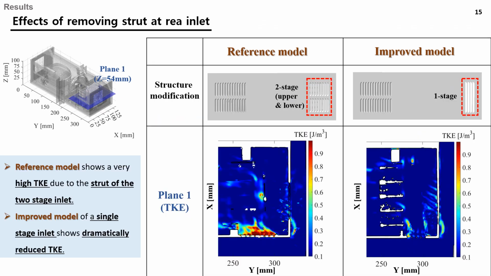Okay. And next is the effect of two-stage and one-stage inlet. In this plane, the reference model shows a very high TKE due to the structure of the two-stage inlet. By changing the two-stage to a single one-stage, we can see that the improved model shows a significant reduction in TKE distribution.